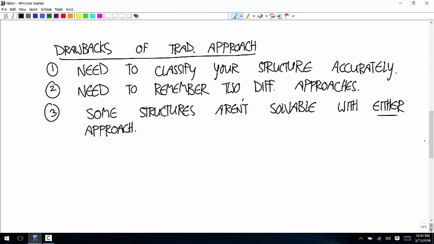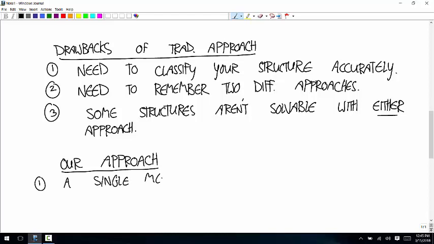Okay, so we're going to spend most of our time, our approach is a single method that works for everything. So you don't have to worry about remembering these two different approaches and classifying problems and stuff like that. It works for every kind of structure, so there are no gaps in this. Works for any structure.